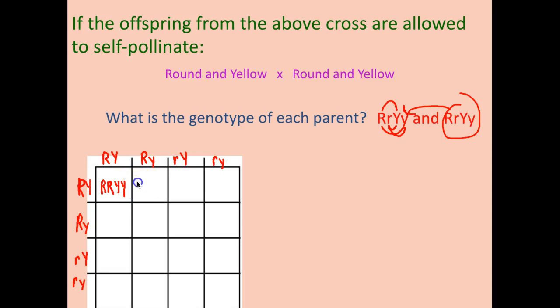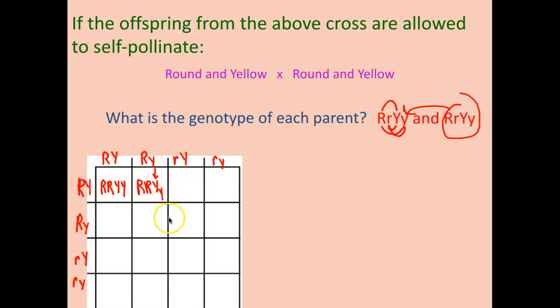Then we're going to do this for all these guys, okay? So I'm not going to do all these by hand. I will switch over to the PowerPoint and do that. But here we have homozygous dominant for round seeds, but heterozygous for yellow seeds. But it's still going to be round and yellow because yellow is the dominant trait as opposed to green.